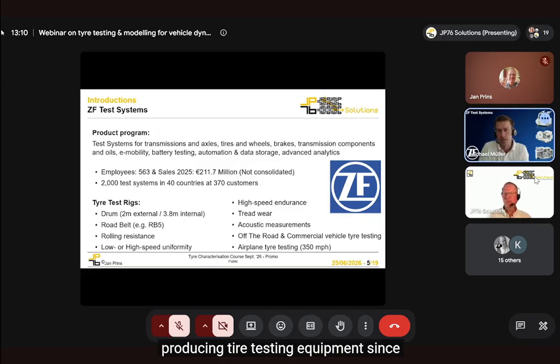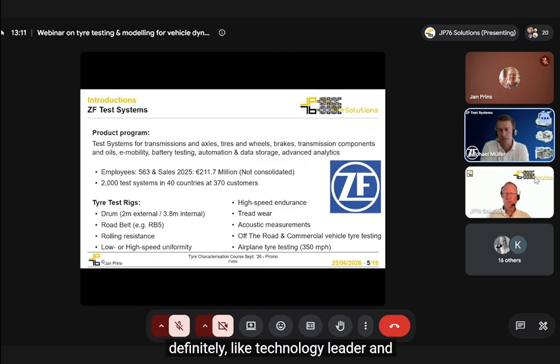We're producing tire testing equipment since 37 years already. So it has improved a lot. During all of those years, we continuously have tried to dive into new kind of technologies. And I would say in some segments, we are now definitely technology leader. And we have the approach to be there as a technology leader in all kind of segments.